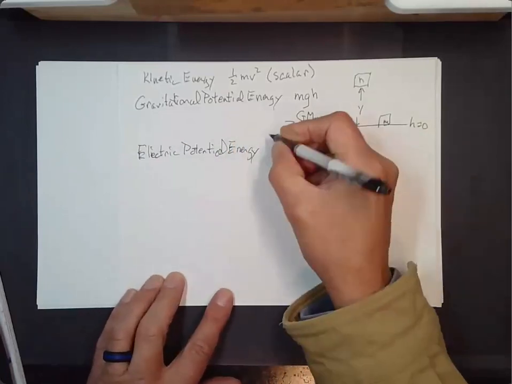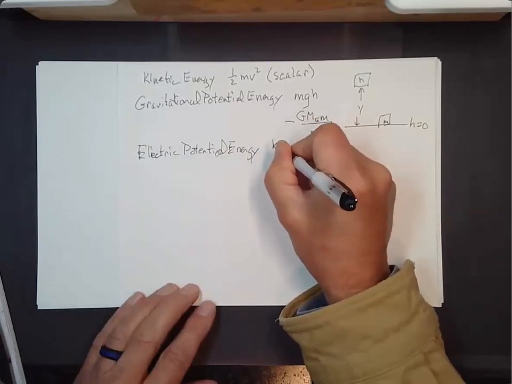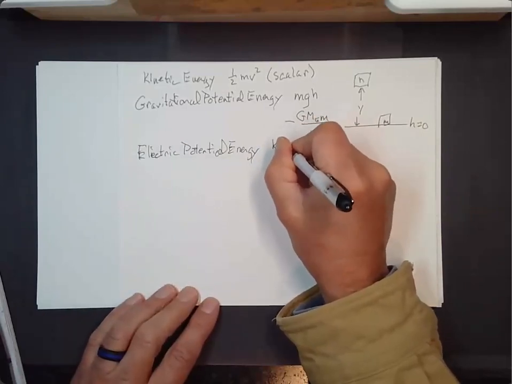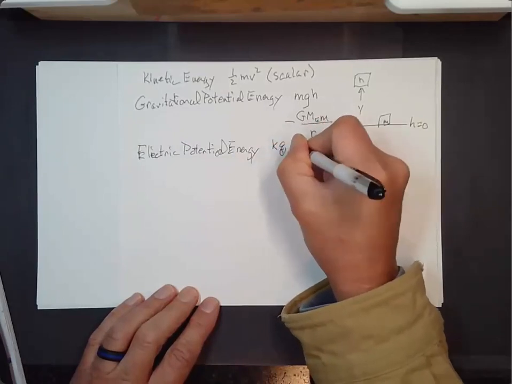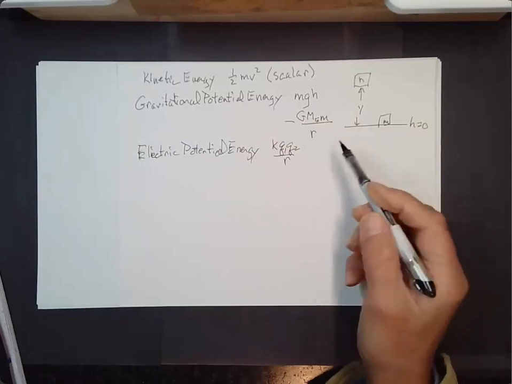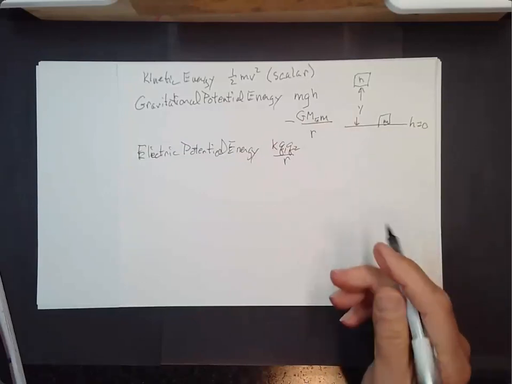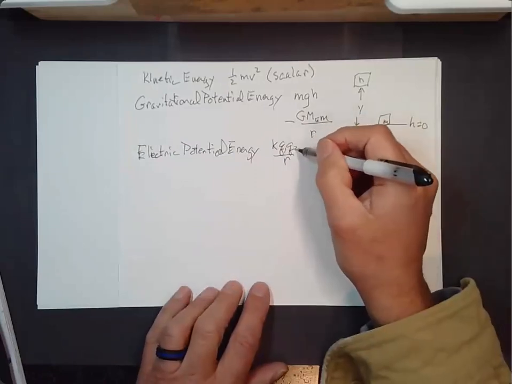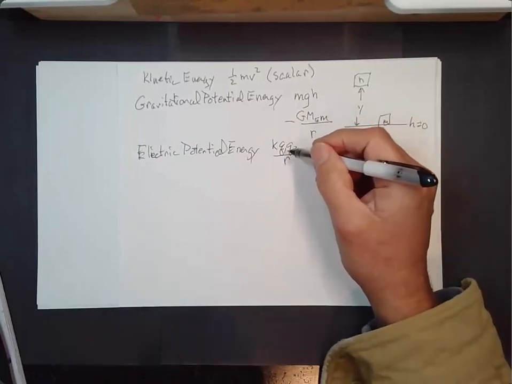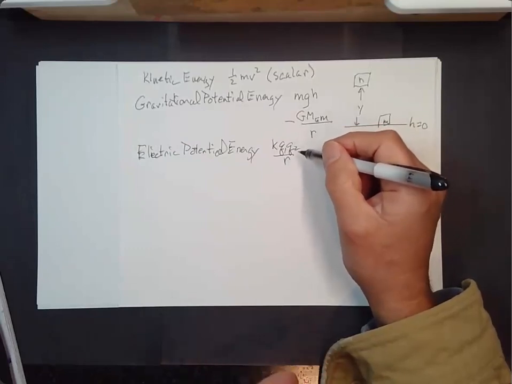And electric potential energy will look like K, which is something that we're going to learn to deal with next quarter. So don't worry about this expression. That's just what it will look like. K Q1 Q2 over R. Okay, and R is the separation between two charges, Q1 and Q2. Q1 is the amount of charge on one of the objects. Q2 is the amount of charge on another object.